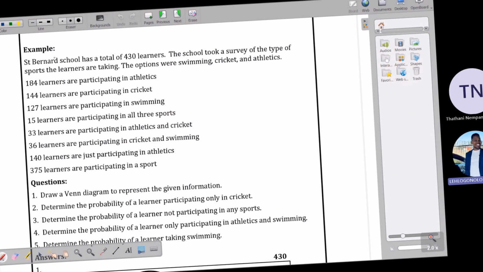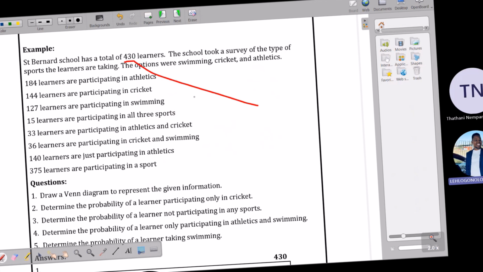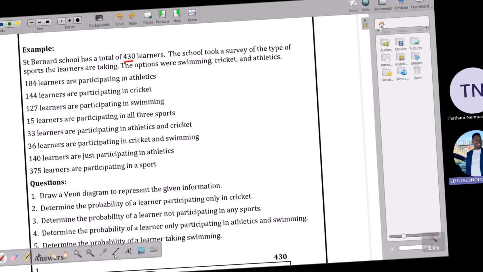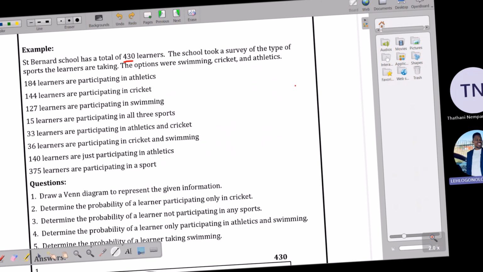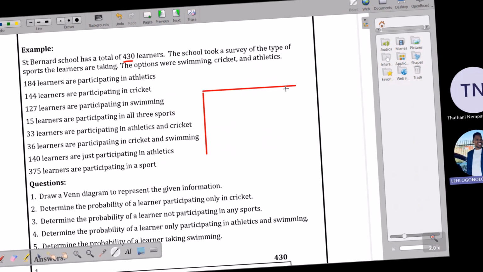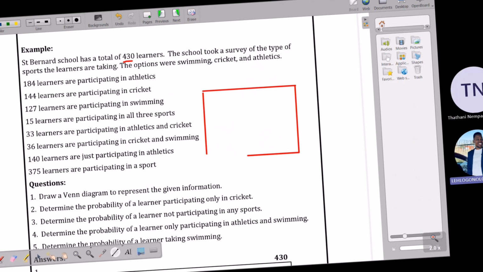Let's start. They say that the St. Bernard School has a total of 430 learners. Which means that in our rectangular shape, let me just draw a sample rectangle here. I will draw the nice one on the next page. It's just trying to make you understand how we fit it.